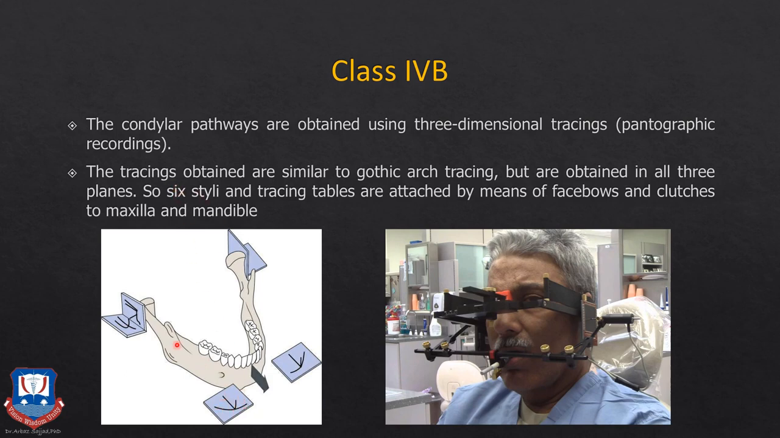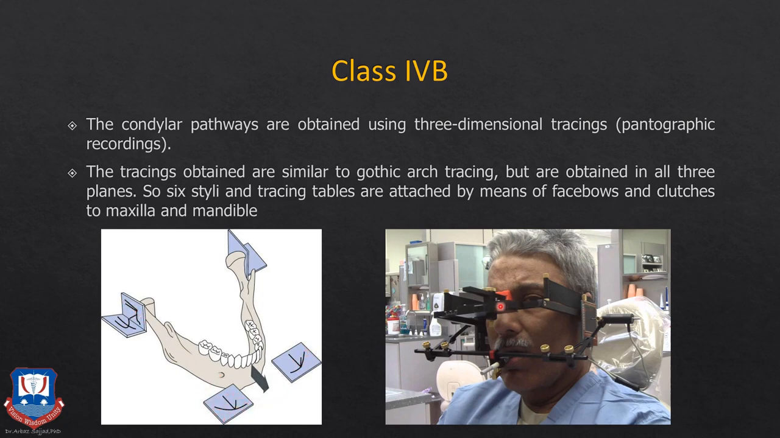So these are just two-dimensional tracings, similar to Gothic arch tracing in the patient's mouth, and these are obtained in all three planes simultaneously by asking the patient to do dynamic mandibular movements in all directions. So you can see horizontal tracings, and these are sagittal tracings. These are obtained with styli and a graph on the pantograph.